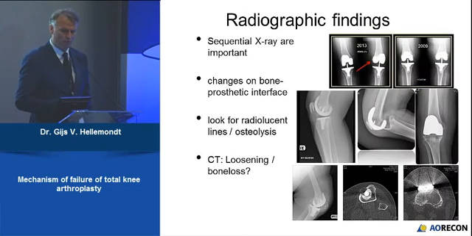If you look at the radiographic findings, it's important to start with sequential x-rays, looking at the x-rays from a few years before the one you're actually looking at, as it will show you whether there's progression of the implant position or not. Look for changes at the bone-prosthesis interface and for radiolucent lines. And in our clinic, with a very low threshold, we make a CT scan to see whether there's loosening around the prosthesis and whether there are, of course, reasons to think of bone loss already.